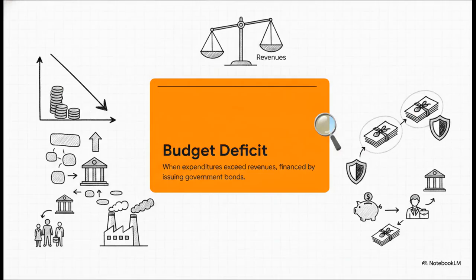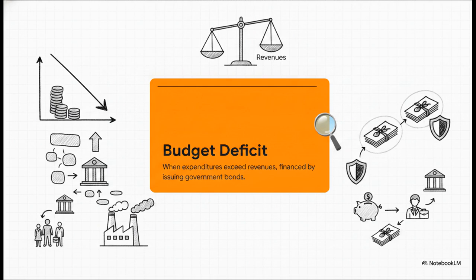Deficits actually allow the government to act as a huge stabilizing force. A budget deficit simply means that for a little while, expenditures have temporarily exceeded revenues. To bridge that gap, the government issues bonds. These bonds are scooped up by investors, banks, and pension funds who view them as super safe assets, mostly because they are literally backed by a nation's future power to tax.